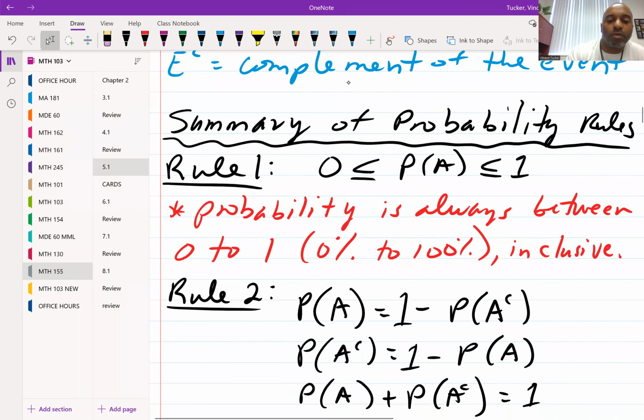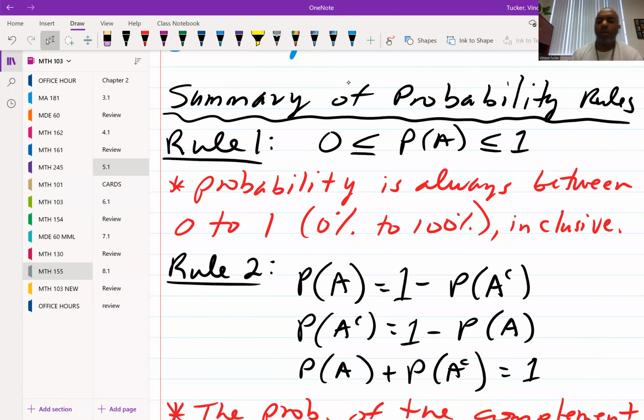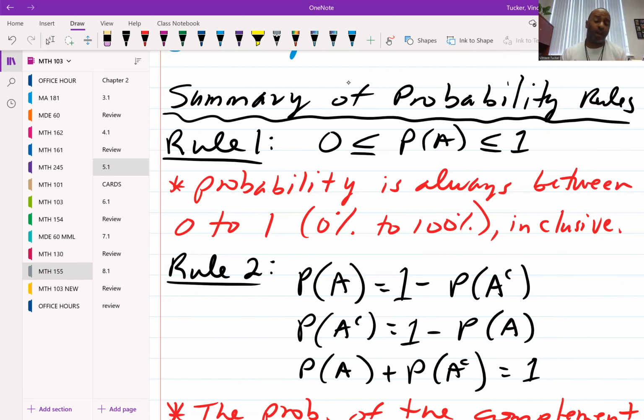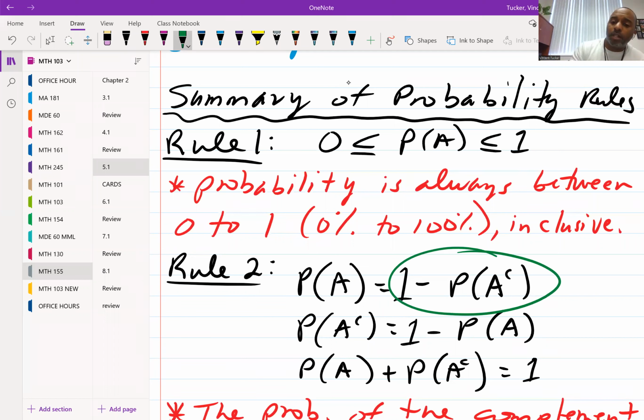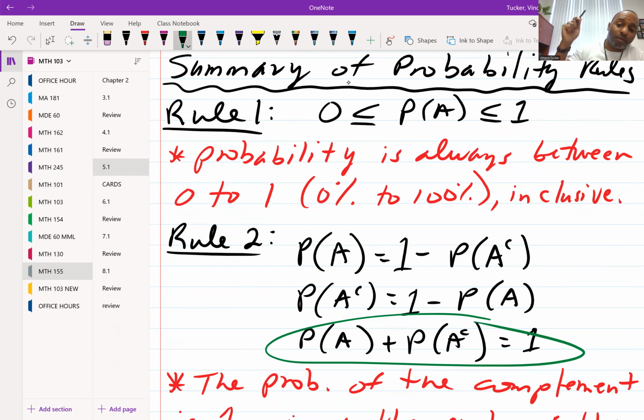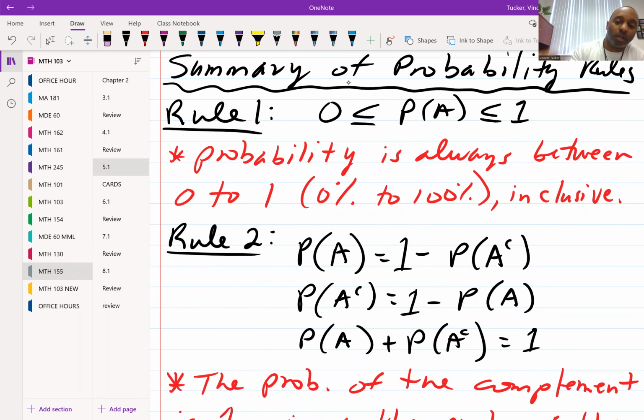All right. Second rule: all three of these are the same rule, just manipulated depending on what you have and what you're trying to find out. So if you want to know the probability of A, your event, but you know the complement, if you subtract the complement from 1, then you can find the probability of your event. Or if you knew the probability of your event, but you want the probability of the complement, subtract that from 1, and that will be the probability of the complement. Or in other words, the probability of your event plus the probability of the complement of your event will equal 1. Once again, all of these are the same formula, just manipulated according to what you have and what you're trying to find out.